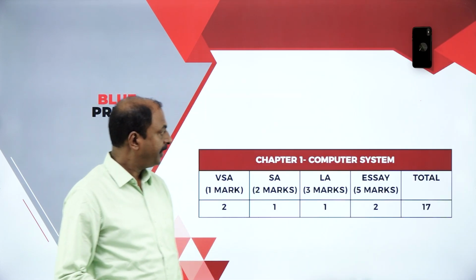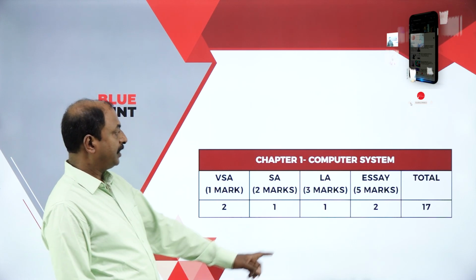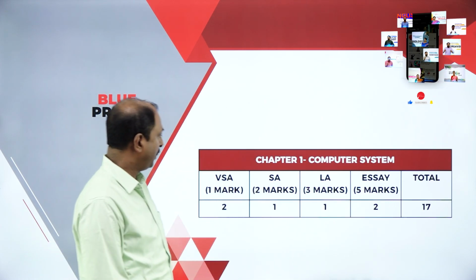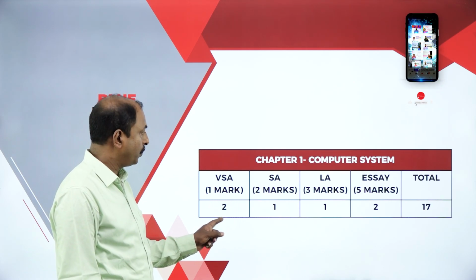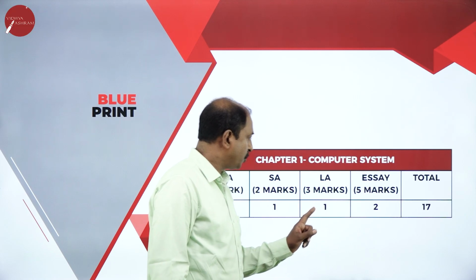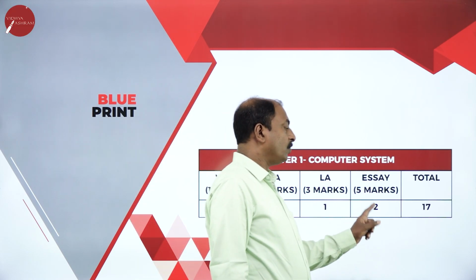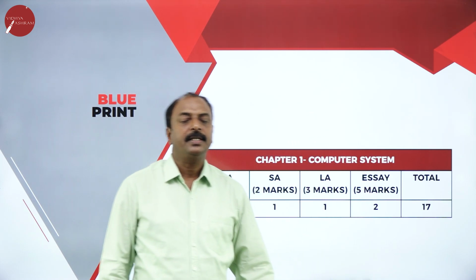In the next slide, let us see the weightage of the chapter. The weightage of the chapter is 17 marks. There are two MCQs, one 2 marks question, one 3 marks question, and two 5 marks questions. So the total weightage of the chapter is 17.